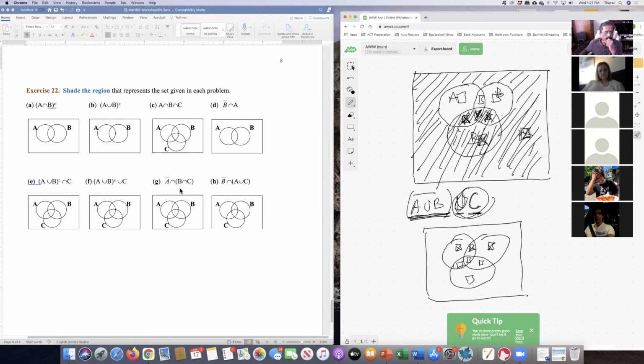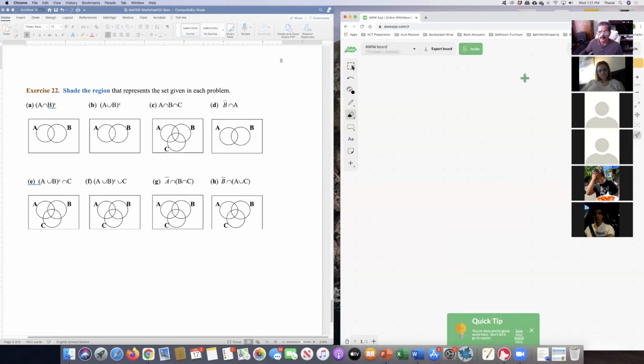All right, we need to do one more problem before we finish. Question 22G: A bar intersection B intersection C. All right, clear the board. Using a worksheet and colors would often be helpful to figure out the solution. A bar intersection B intersection C.